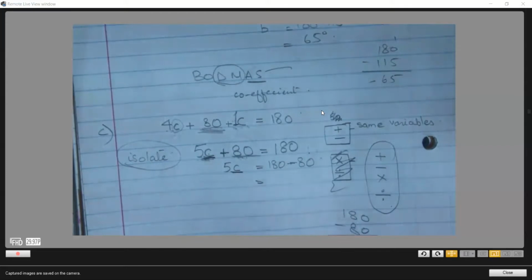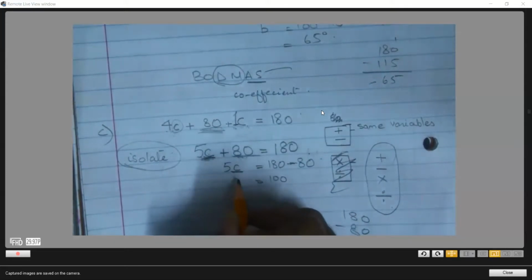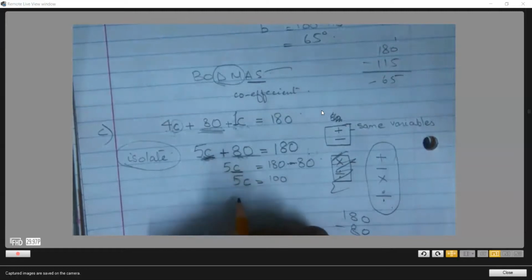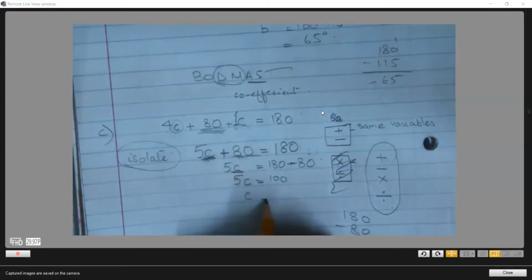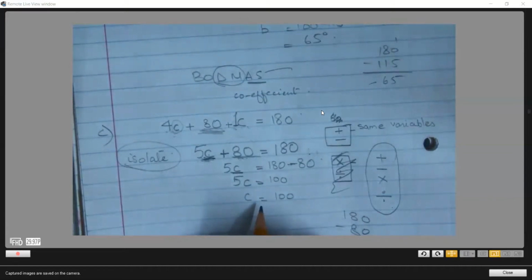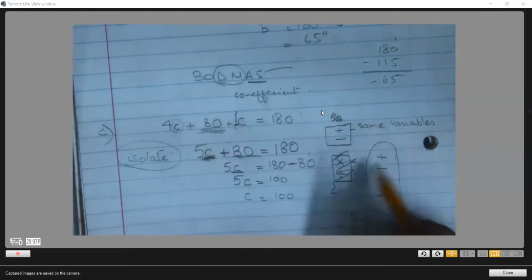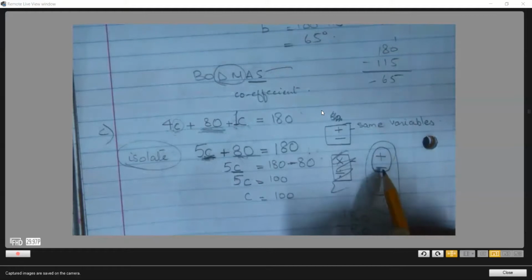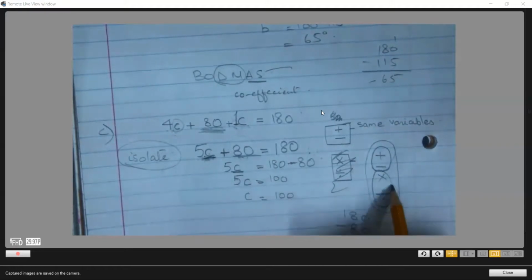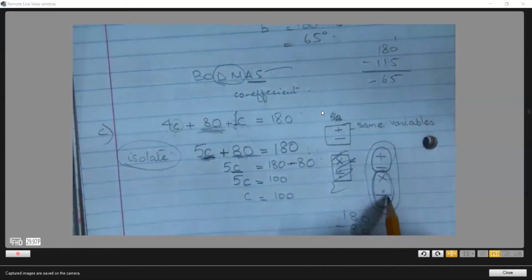100. Now I can separate. Now you're going to write C is equal to 100 minus 5. Beta, is it getting added here to C? What is it getting? Multiplied. So you have to reverse the operation. The reverse of addition is subtraction. The reverse of multiplication is? Division. So it's 100 divided by 5.